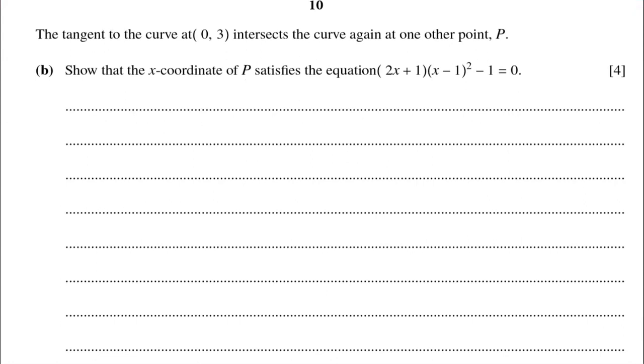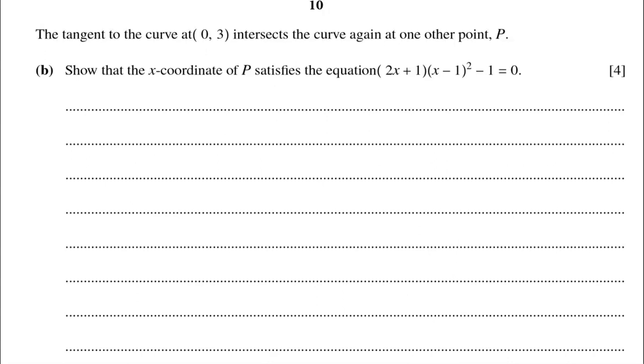On to part B, and here we're told the tangent to the curve at the same point intersects the curve again at one other point, P. Show that the x-coordinate of this other point satisfies this equation. So to do this, we're going to need the equation of the tangent, and then we're going to find out where it intersects the curve.